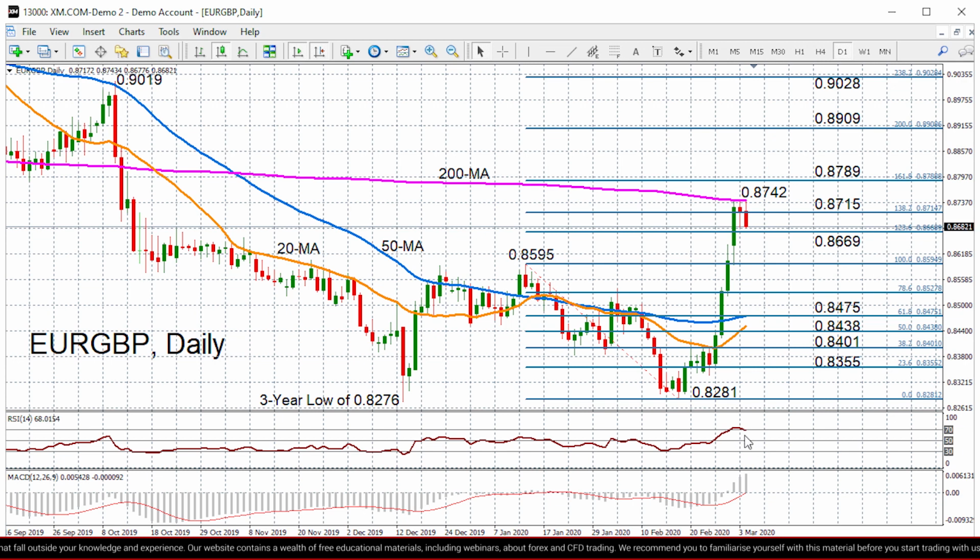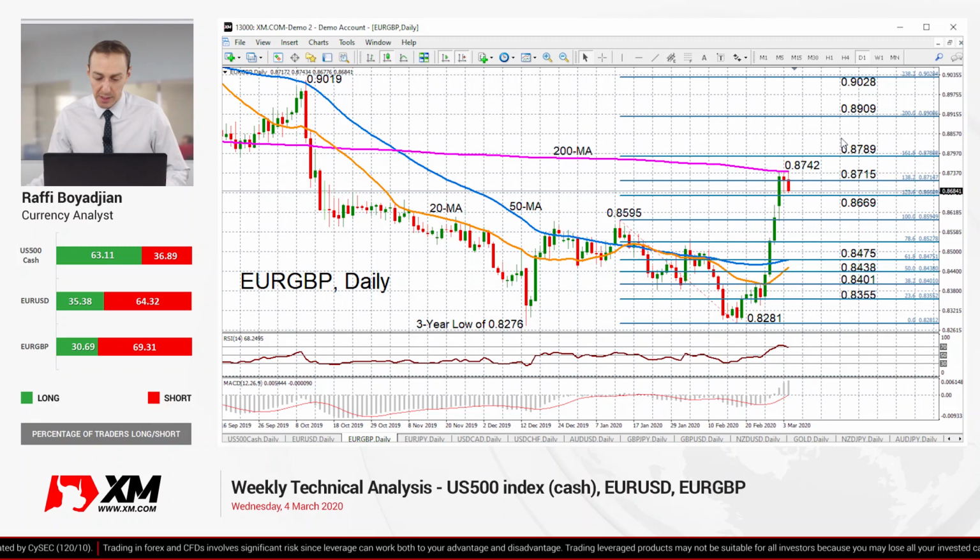The RSI is holding around 70. The MACD we can see is strongly turned positive. So EURGBP might be able to make another attempt to clear the 200-day moving average and then aim for the 0.89 handle near the 200% Fibonacci extension, which it needs to do in order to give us a more convincing picture that the current uptrend is sustainable.